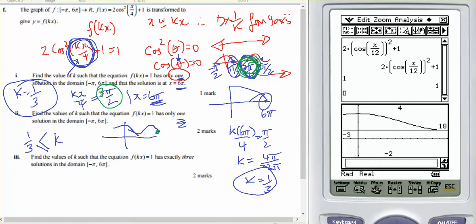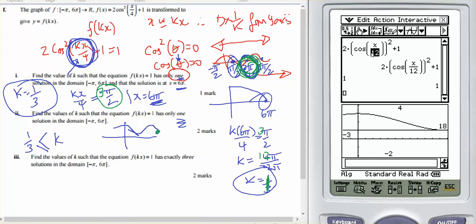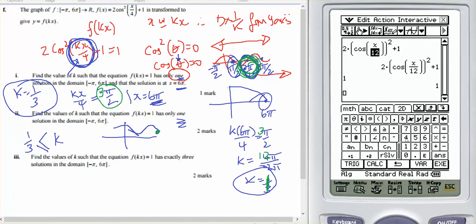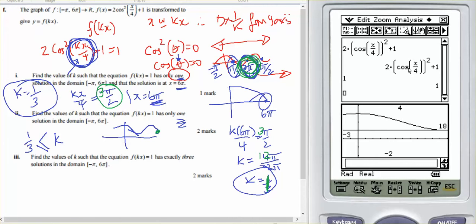So if I put 3 pi on 2 there, I'm going to have 3 pi on 2, therefore that's going to be 12 pi on 12, so k should equal 1. So I'll just double check that. So k equals 1, that means I'm going to have that as being 4. Execute, bring up my graph, drag and drop, and I get two solutions, one there and one here.